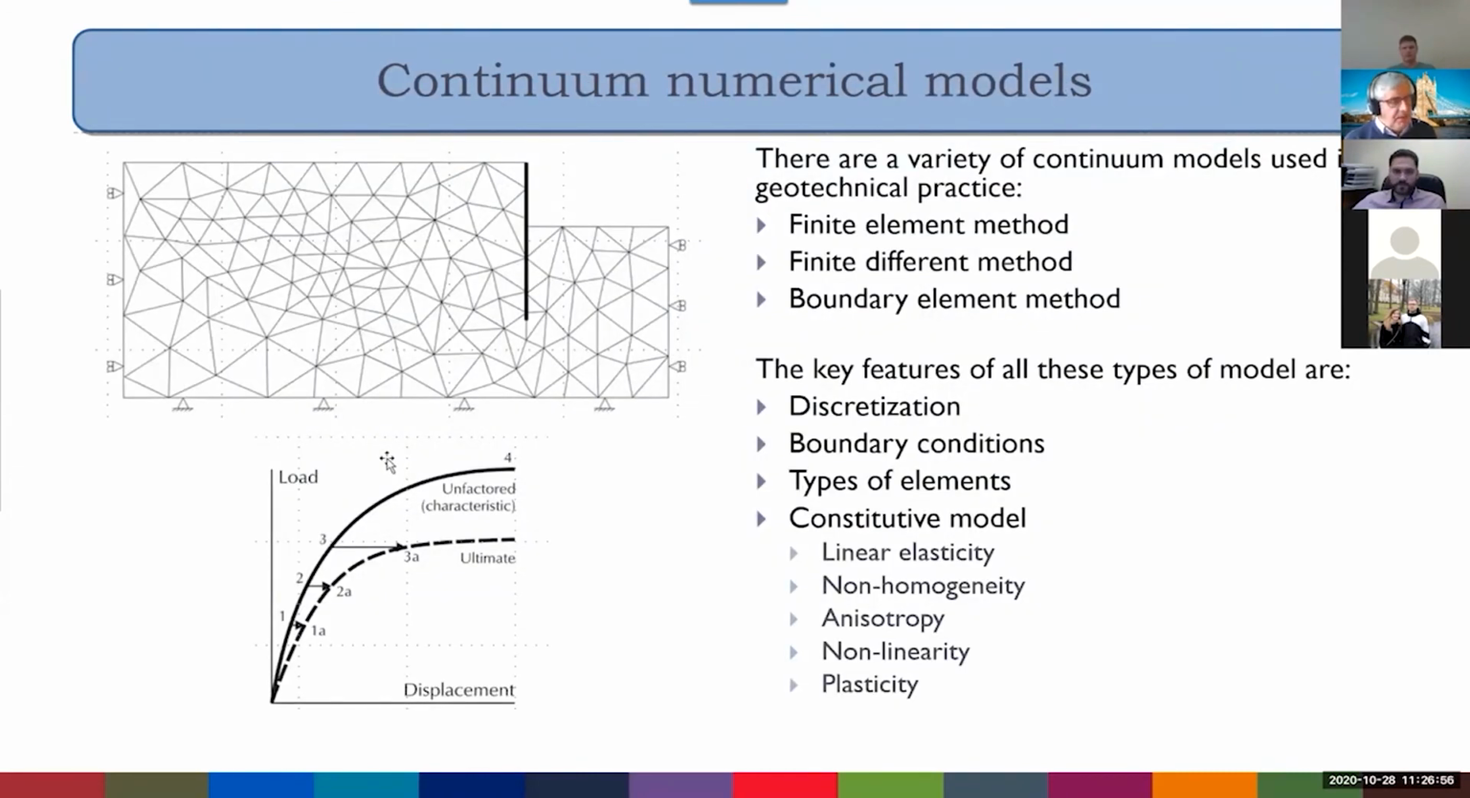And then finally, we've got continuum models: finite element, finite difference, boundary element, various models that attempt to model everything. And obviously, this is the gold standard, if you like, of retaining wall design. Too big a topic to cover in this course, but the key thing to note is this requires a much greater confidence in your ground properties.